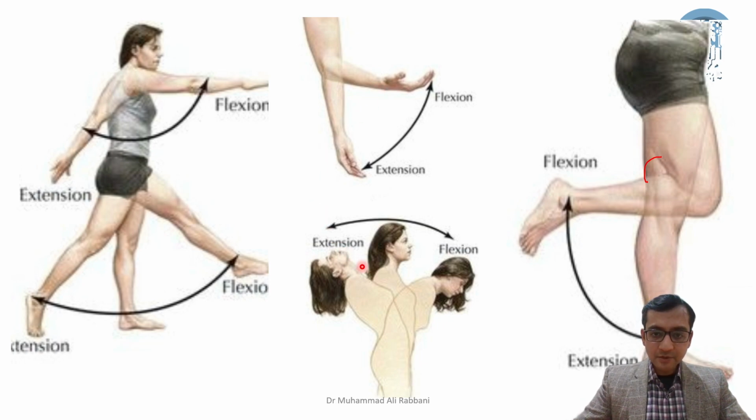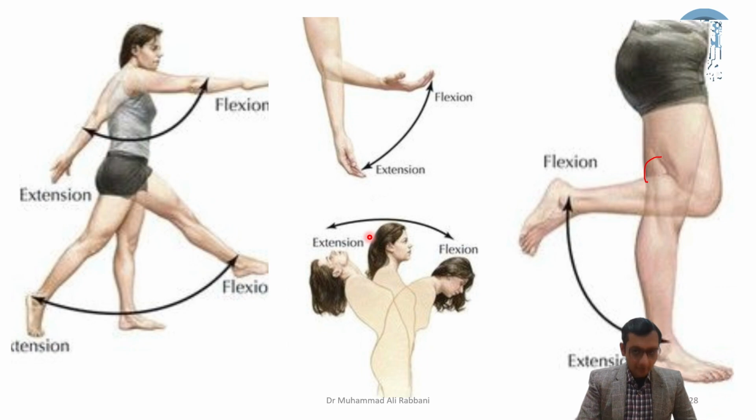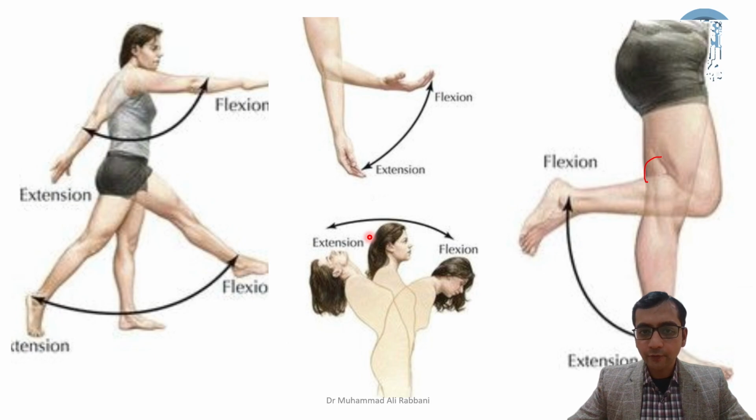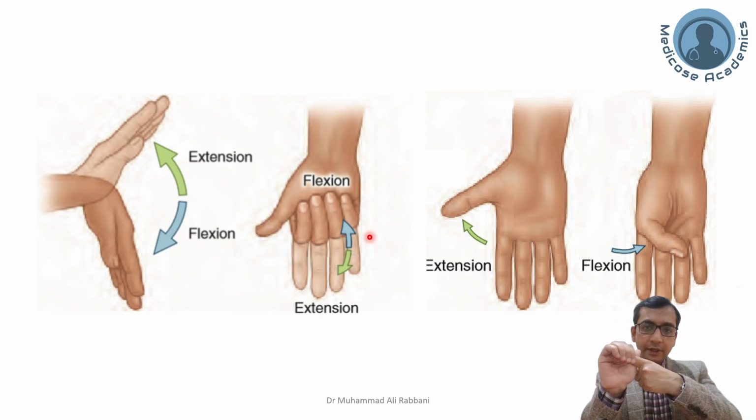Then the same is for the trunk and the neck. If you bend forward, this is flexion of the neck. If you bend forward, this is flexion of your vertebral column. And the same, straightening up, moving to the back, this is extension of your neck and trunk. For the fingers, it's so simple. When you're folding them, it's flexion. When you're straightening them, this is extension.